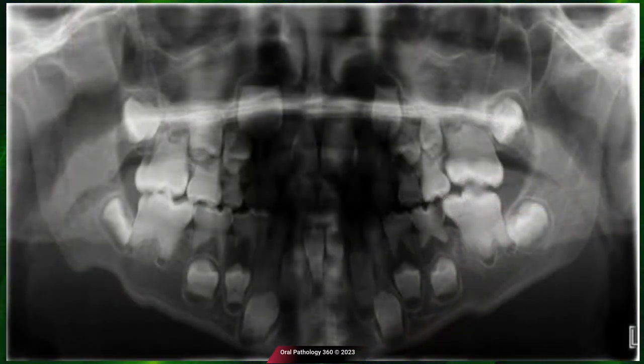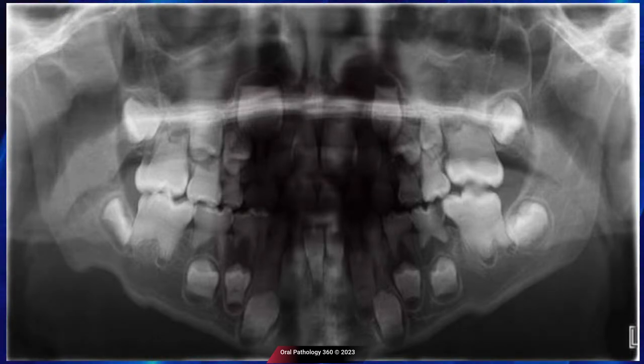This is another case of very similar, although there is almost complete obliteration of the pulp in this case, and almost no root formation. Again, there is variable expressivity in dentine dysplasia, which in some cases you will get complete lack of roots, whereas in cases like this, there is a rudimentary form of the root.